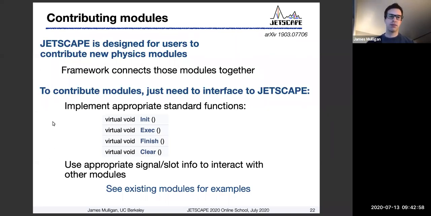And I kind of hinted at this already, but the steps that you need to do are relatively simple. You just need to implement the appropriate standard functions. So in many cases, this is exactly these functions listed here, init, exec, those are kind of the main ones. For some other more derived modules, which we'll see later, there are some slightly different functions. And then you need to use the appropriate signal slot information to interact with other modules. So you have to basically respect the interface that's defined by JETSCAPE of how two different types of physics modules are connected together. And for this, of course, a good way to do this is to take a look at existing modules to see exactly what is necessary to implement your own.